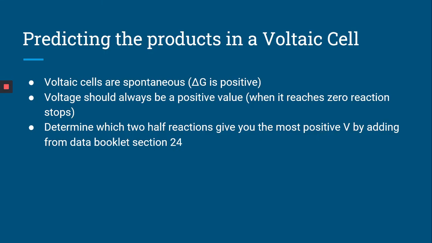Now we can also talk about the electrode potential. So voltaic cells are the spontaneous cells. Delta G, this is a typo, it should be negative.